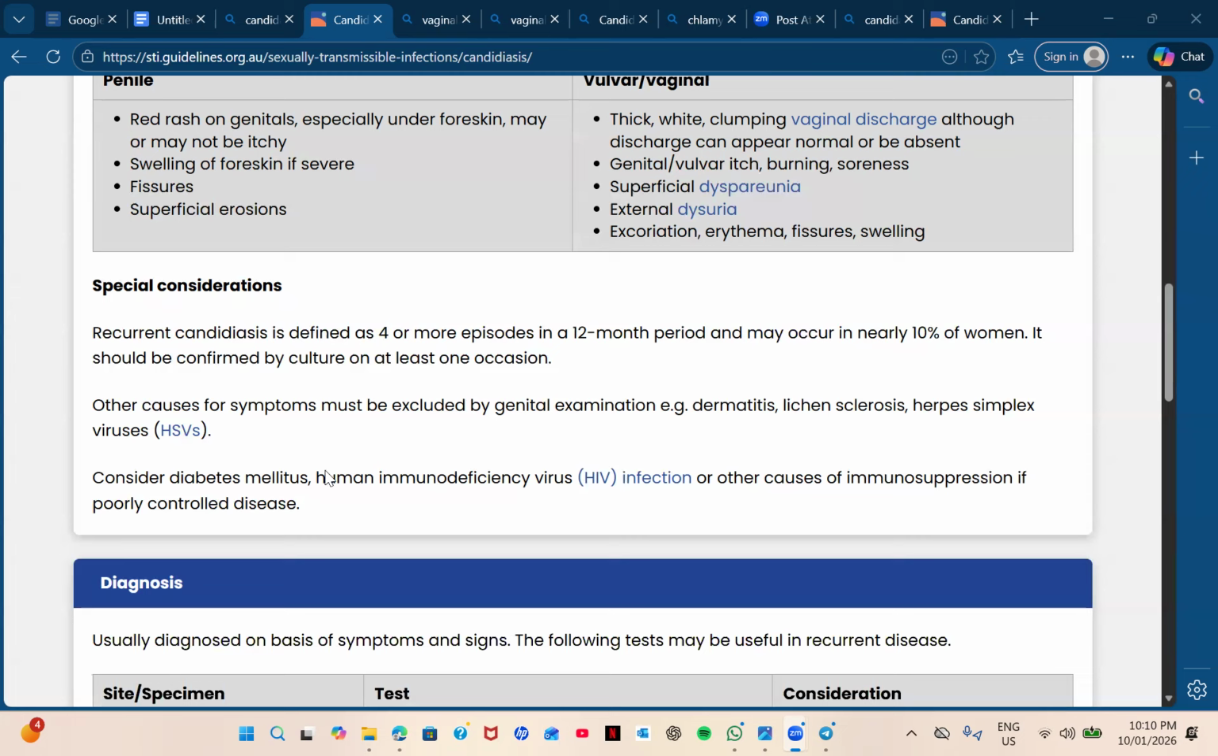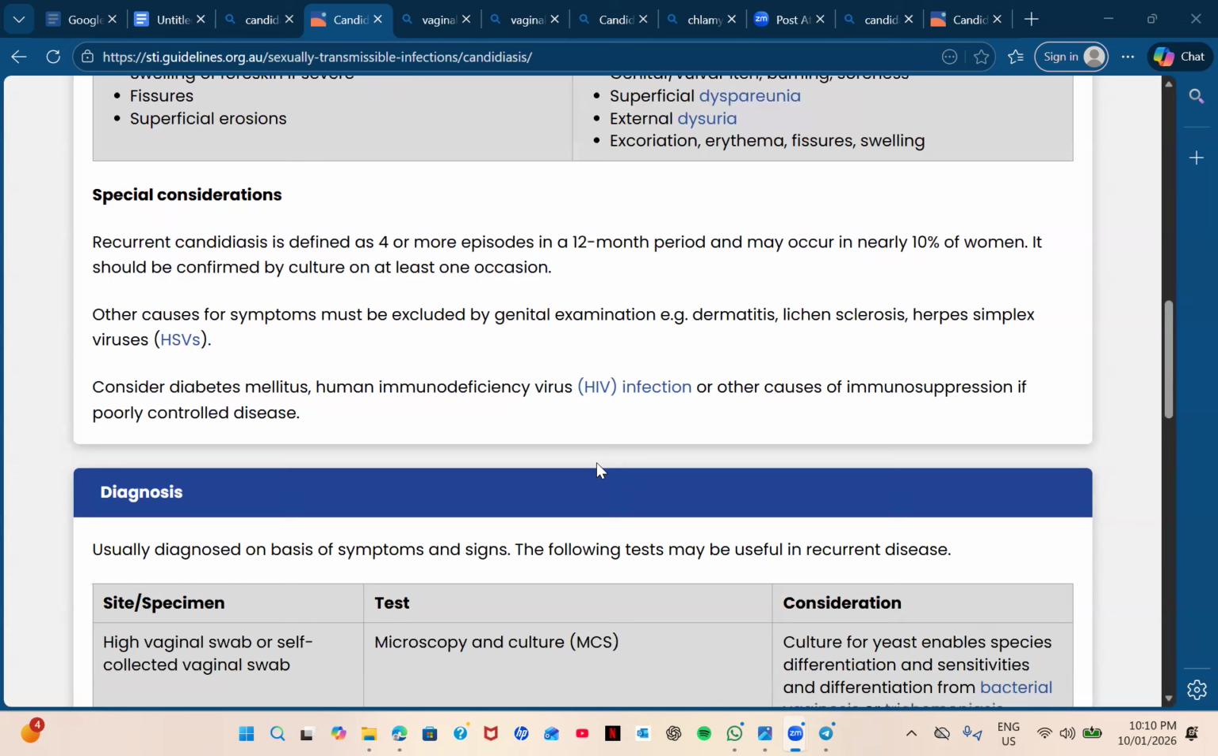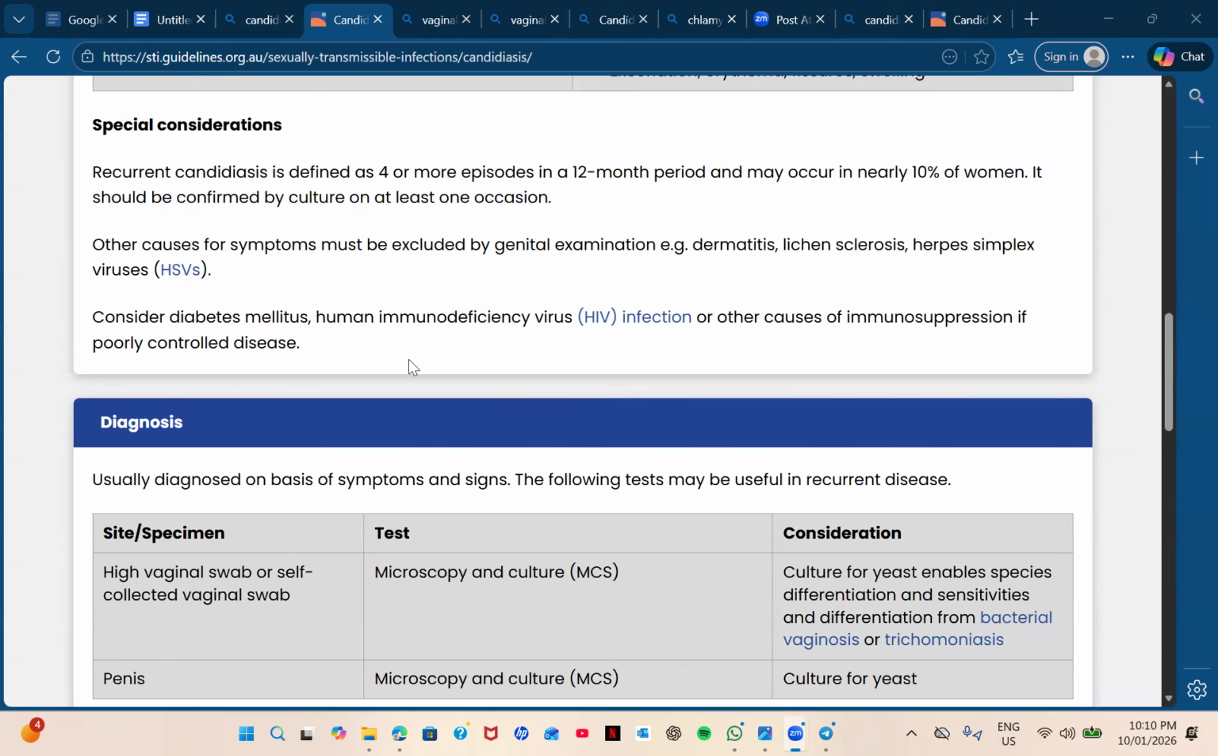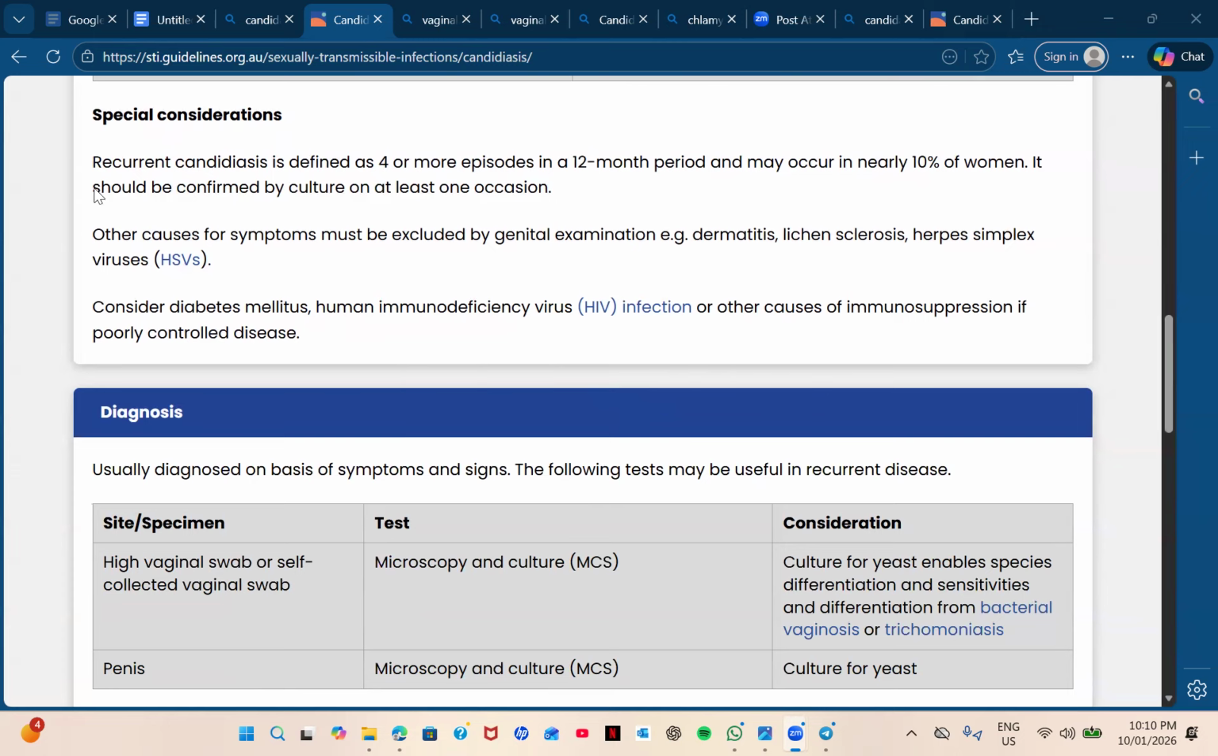Then, other causes of symptoms must be excluded by genital examination, like dermatitis, lichen sclerosus, herpes simplex, okay? Then consider diabetes mellitus, HIV infection, or other causes of immunosuppression if the disease is poorly controlled. So please remember this in recurrent cases: when the patient has diabetes, HIV, or is immunocompromised, they have poorly controlled candidiasis. Okay.